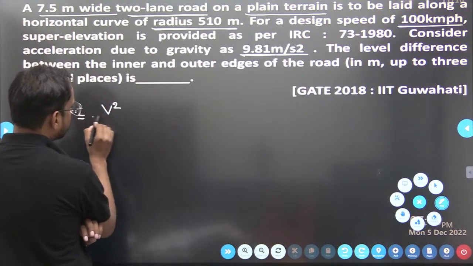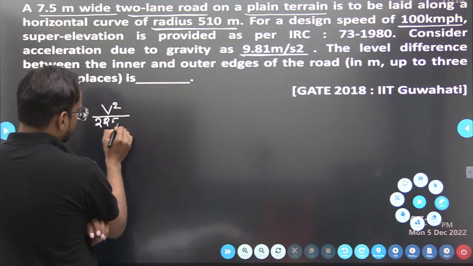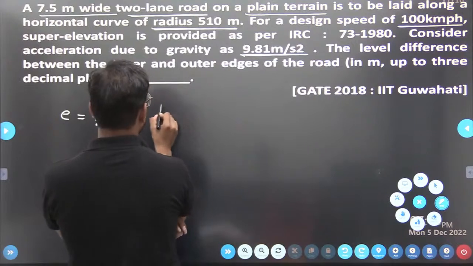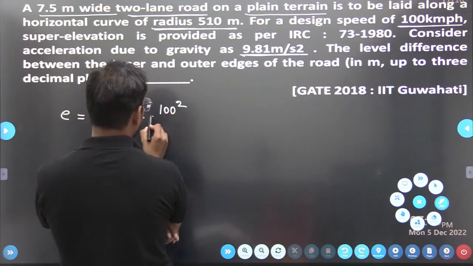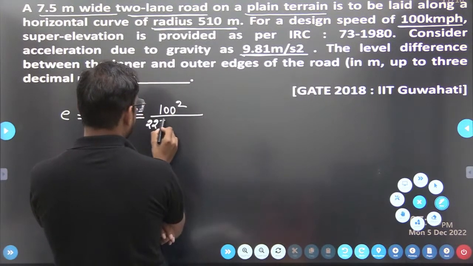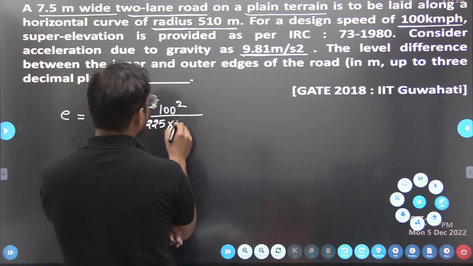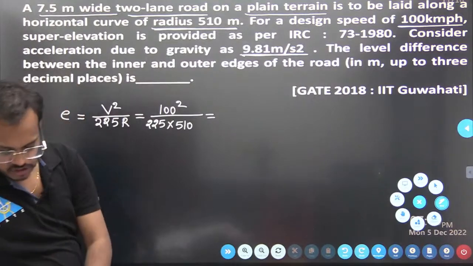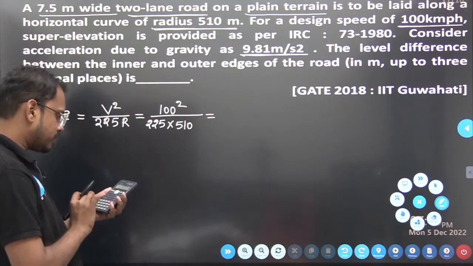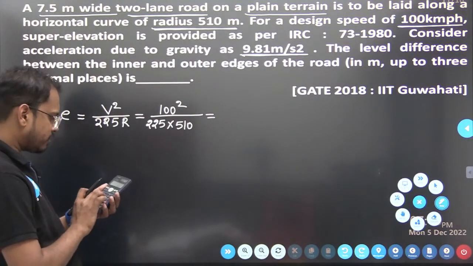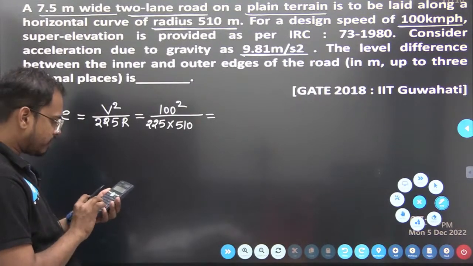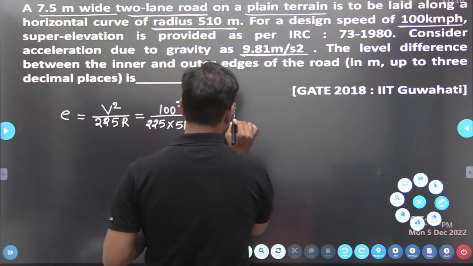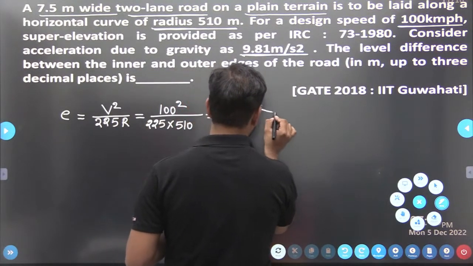super elevation provided becomes equal to v square upon 225 r. Now you put the value. What is the value of speed? Speed is already given. So 100 square dividing by 225 r. What is the value of radius? Radius is 510 meter, given. Now what is the value of super elevation E? It becomes 100 square dividing by 225 multiplied by 510. 225 multiplied by 510, so the value is 0.087, but it can never be greater than E max.